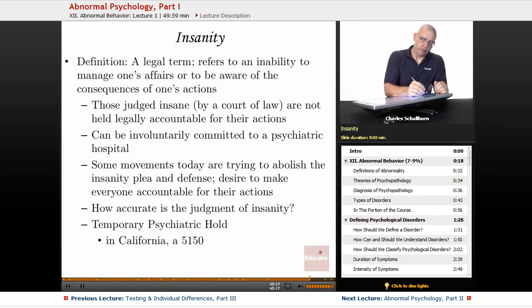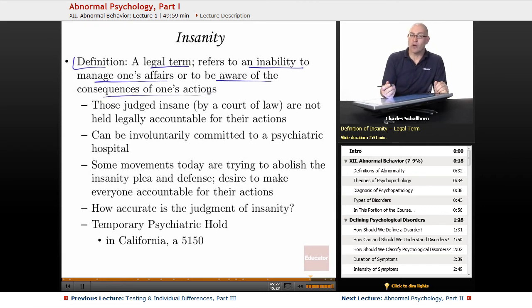Insanity, as we mentioned before, there's a definition for it. It is a legal term, and it reflects an inability to manage one's affairs or to be aware of the consequences of one's own actions. So although psychiatrists and psychologists are used in determining if someone is insane, this is a legal term. And so those people who are judged insane by a court of law are not held legally accountable for their actions. And so I know in Batman you've got the Arkham Asylum for the criminally insane.